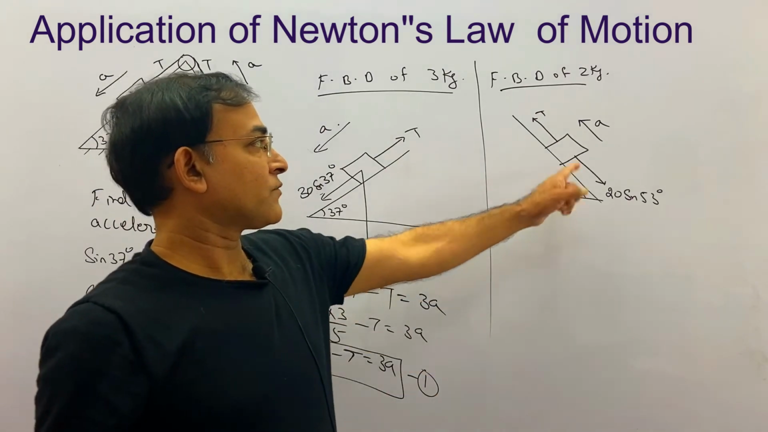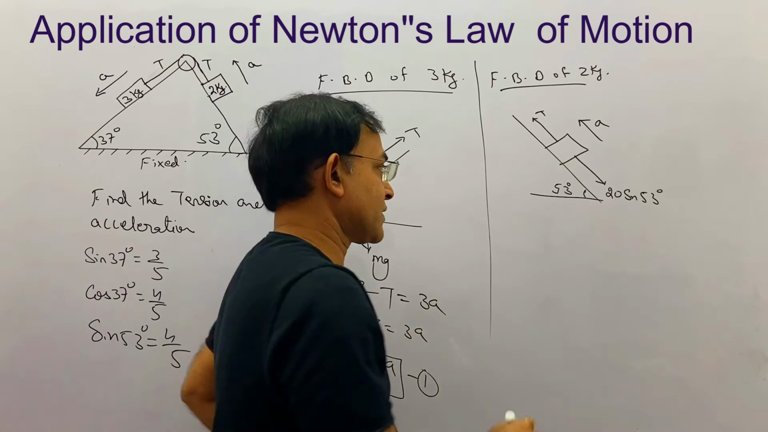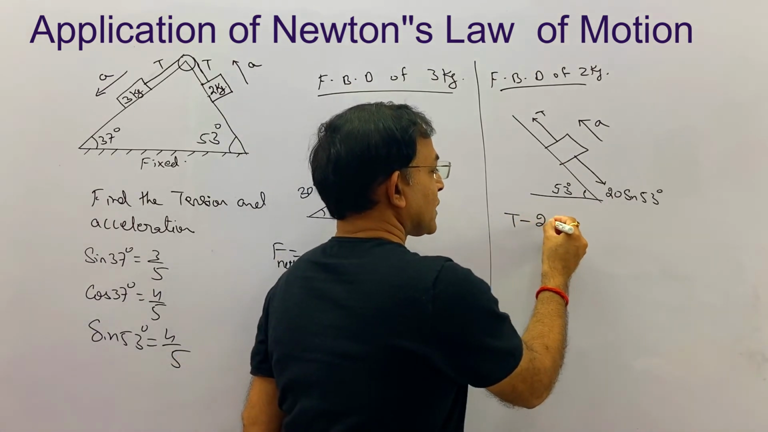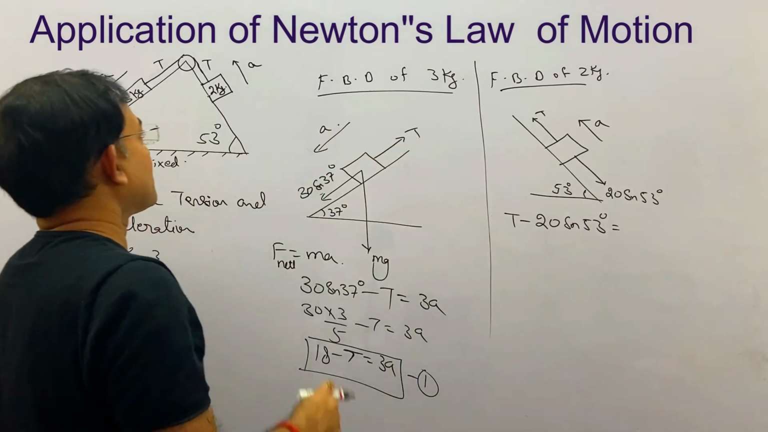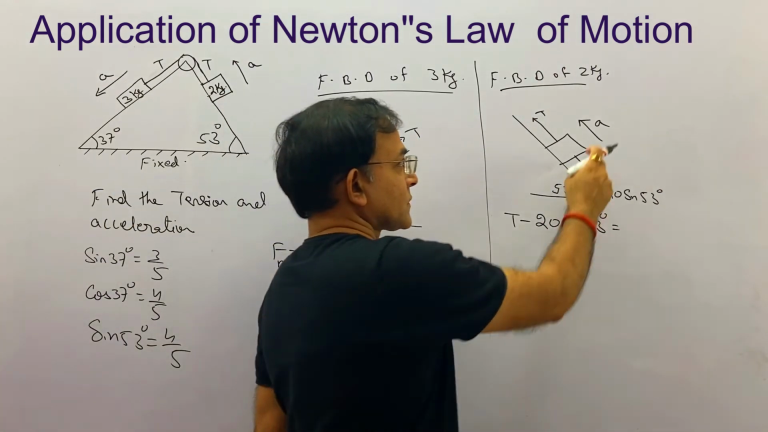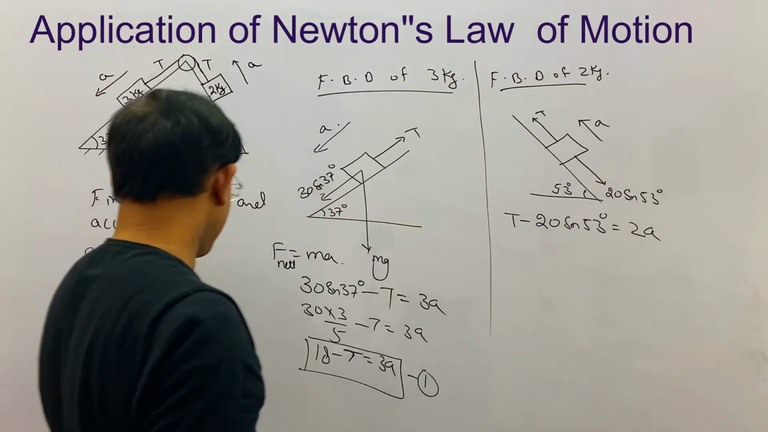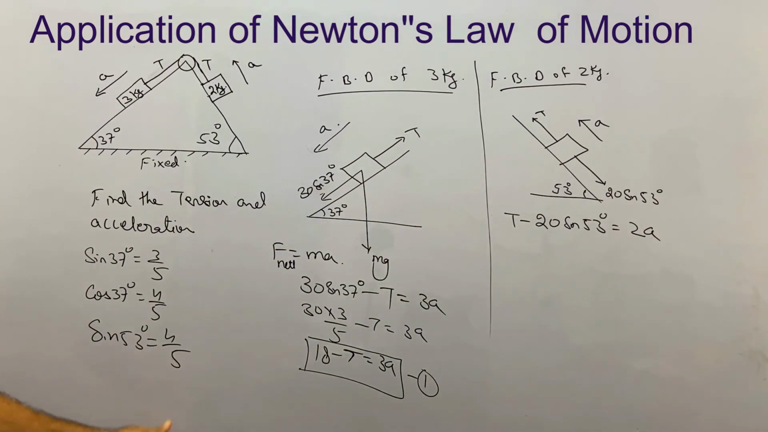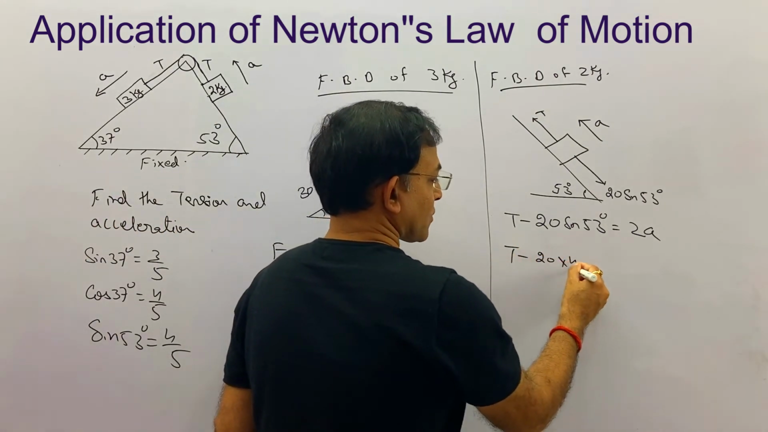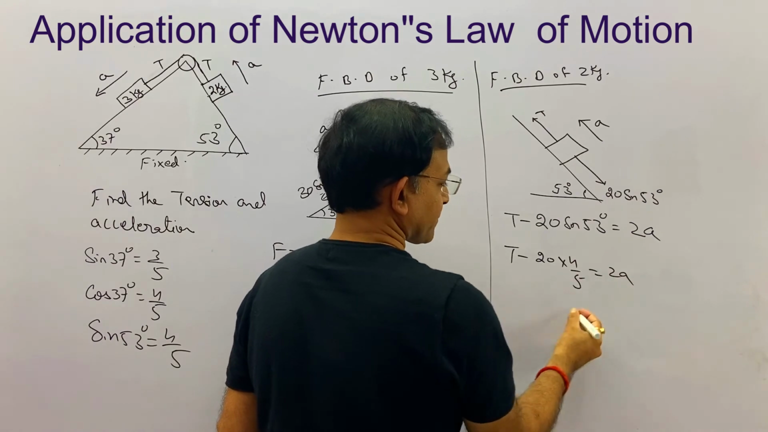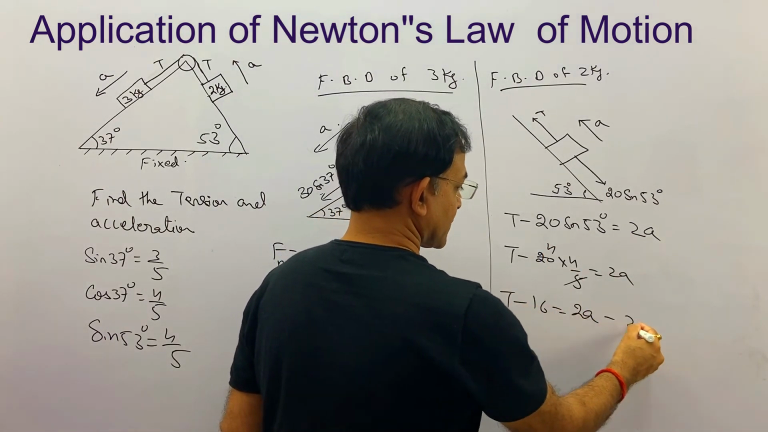So if it moves in the upward direction, the tension T must be greater than 20 sine 53. So T minus 20 sine 53 will be equal to mass, and the mass is 2 kg, so 2 into acceleration. The sine 53 is how much? Sine 53 we already wrote, this is 4/5. So this is T minus 20 into 4/5 will be equal to 2a. To cancel out, this is T minus 16 equal to 2a. This is equation number 2.